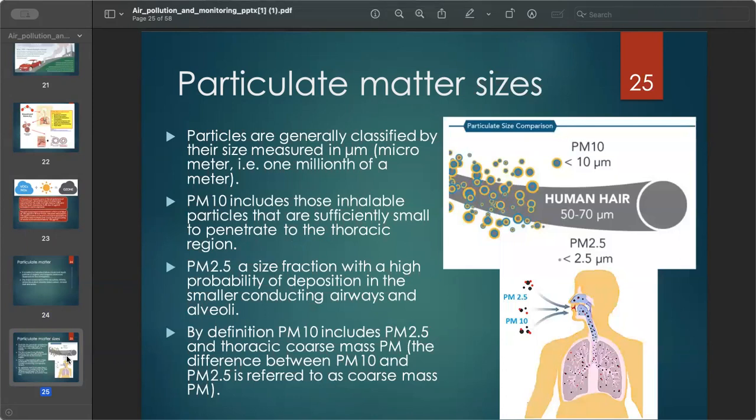PM10 include those inhalable particles that are sufficiently small to penetrate to the thoracic region. PM2.5 is a size fraction with a high probability of deposition into the smaller conducting airways and alveoli. By definition, PM10 include PM2.5 and thoracic coarse mass PM. The difference between PM10 and PM2.5 is referred to as coarse mass PM.